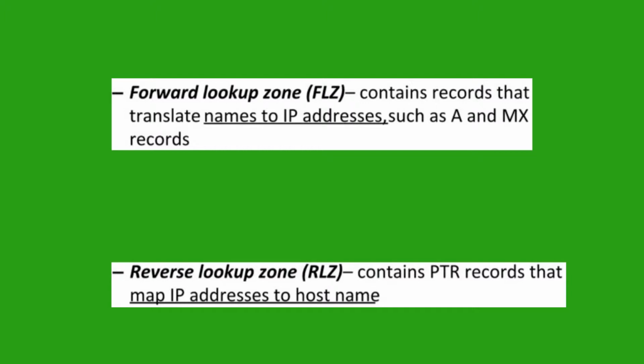Of course, though, if you want to do the other way, that is called a reverse lookup zone. This contains PTR, or the pointer records, that map IP addresses to host names. So maybe if you want to do the reverse lookup, you would actually type in the IP address and that would actually take you to a particular website. So you type in the IP address for Facebook and that would send you guys to the actual Facebook website.